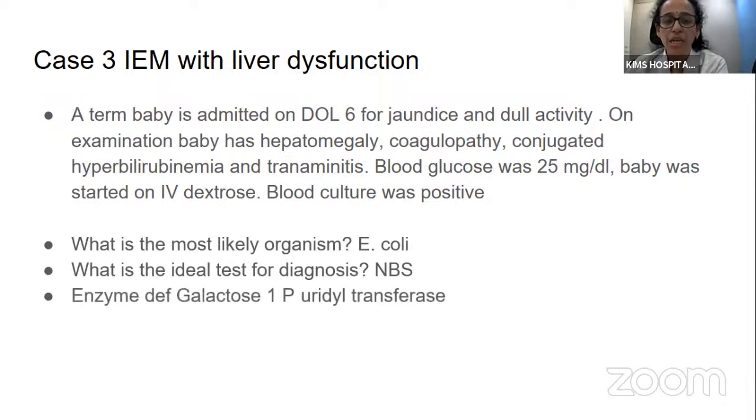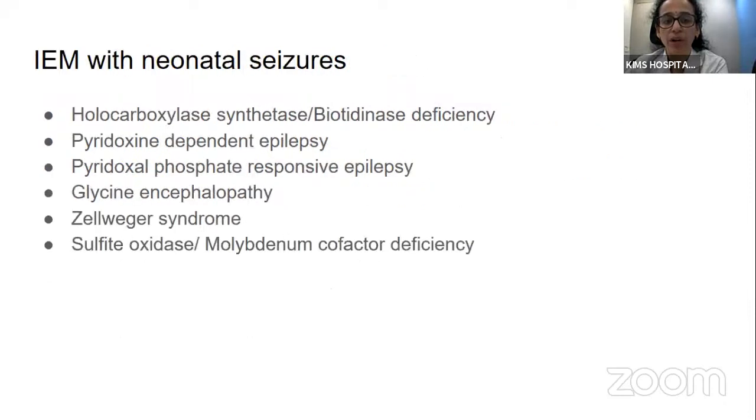And the enzyme deficiency is galactose-1-phosphate uridyl transferase enzyme. And the treatment is a galactose-free diet. So this is the example of IM presenting with liver dysfunction.